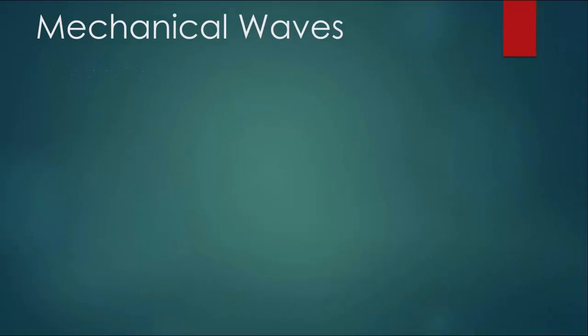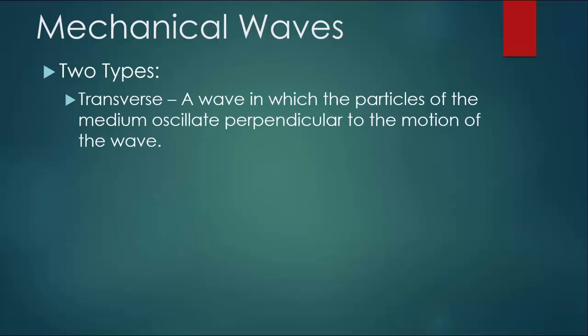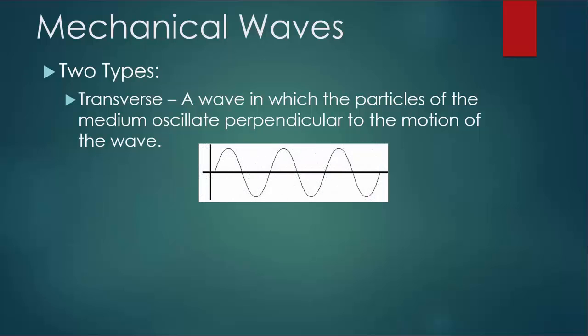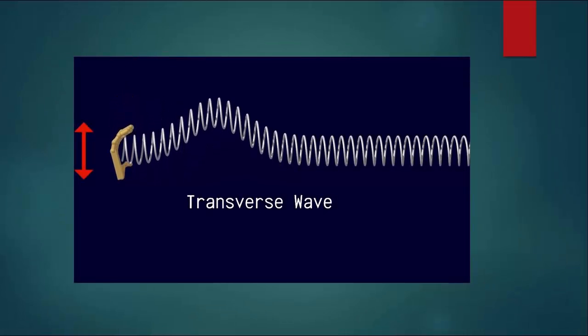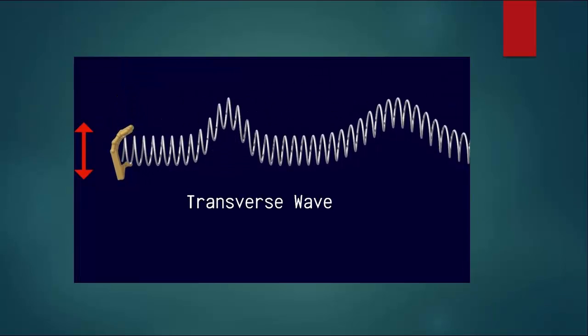Looking only at mechanical waves, there are two other categories of wave. The first is a transverse wave. This is a wave in which the particles of the medium oscillate perpendicular to the motion of the wave. Here's a simple diagram that you could copy into your notes that shows us basically what a transverse wave looks like. In a transverse wave, the disturbance that makes up the wave is perpendicular to the direction in which the wave travels.